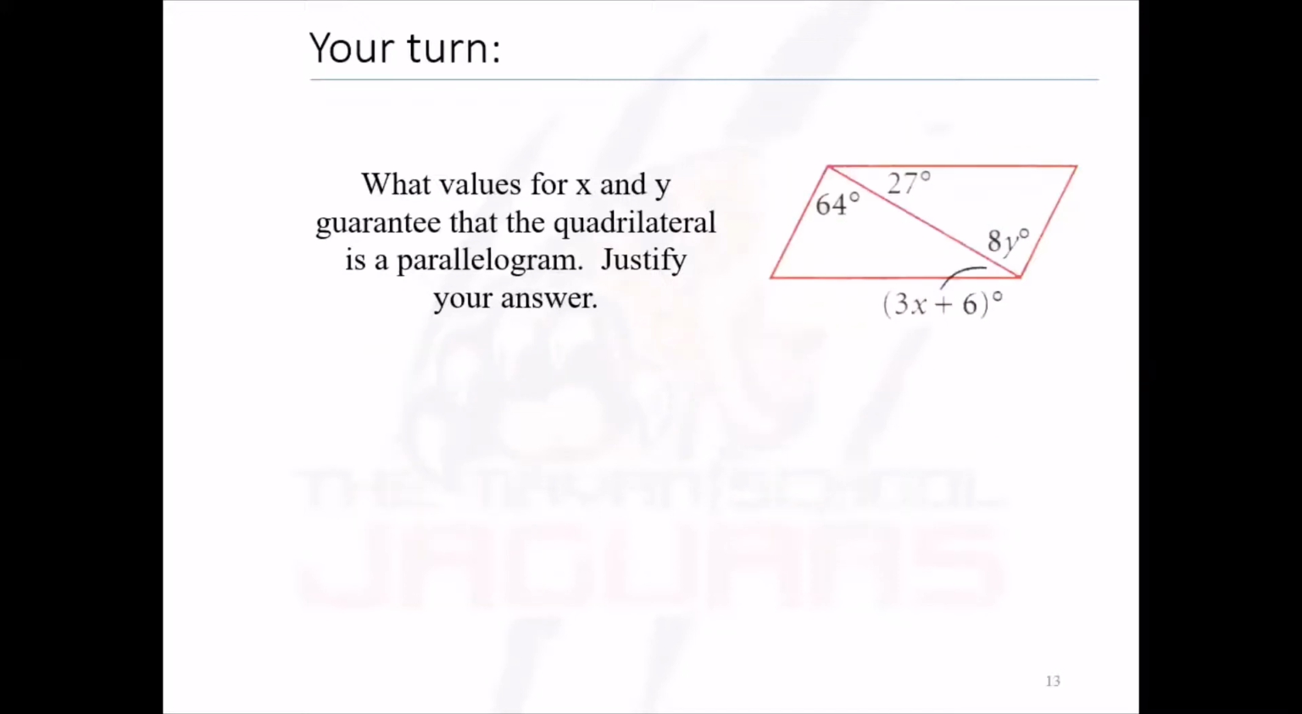Okay, let's do one more exercise. I have this figure and I need to find for what values of x and y this figure would be a parallelogram. Let's see what is given. I notice that one of the angles measures 64, another 127, and on the other side I have one angle that measures 3x plus 6, and the other one is 8y degrees. We need to find the value of x and the value of y.